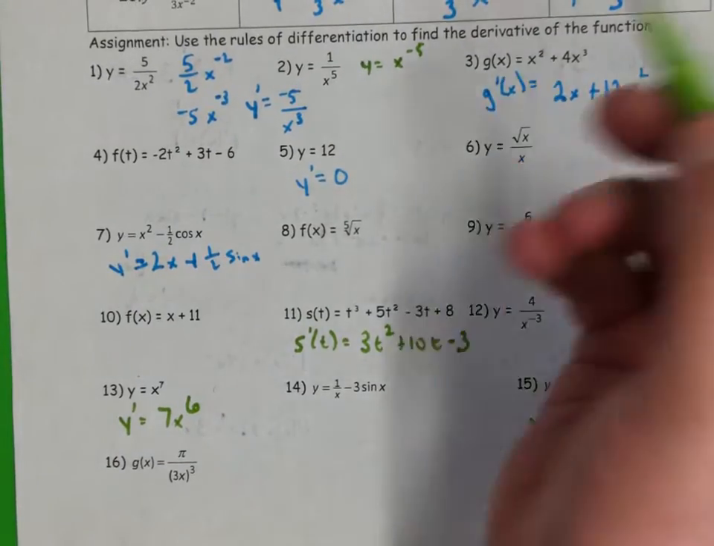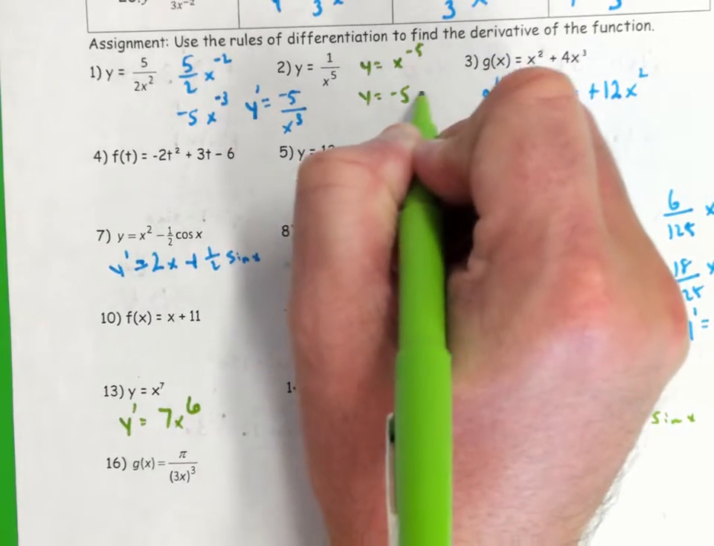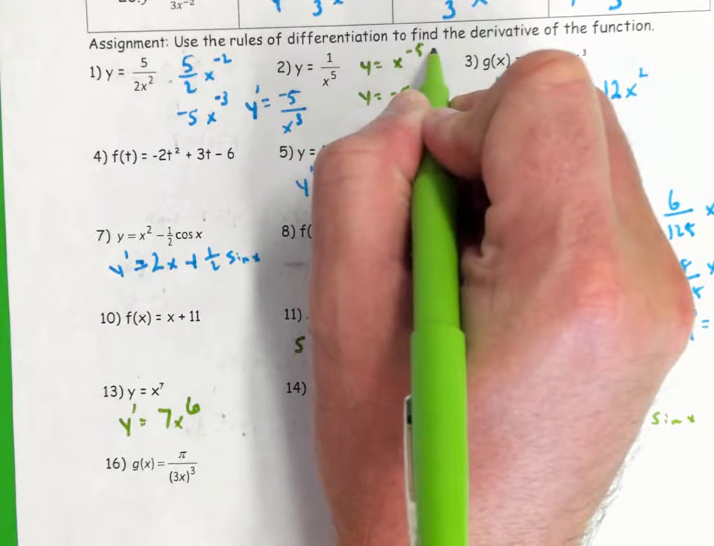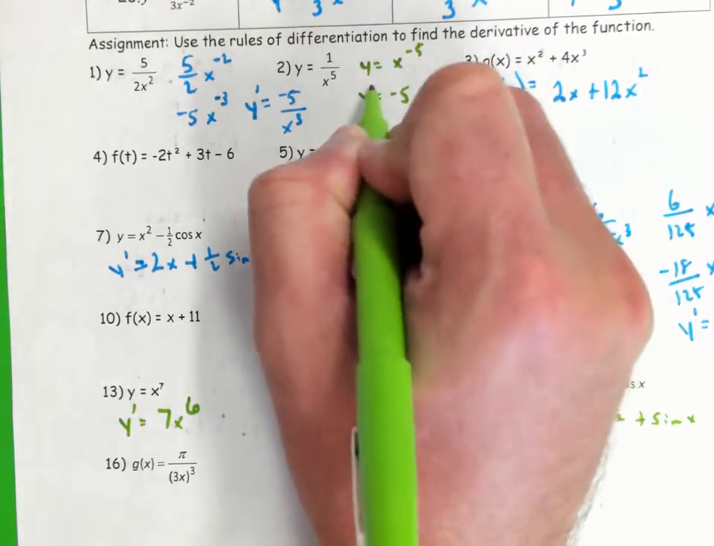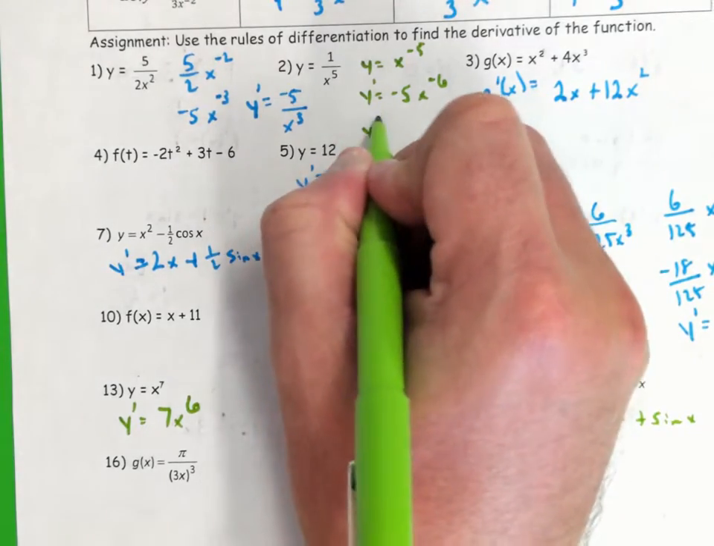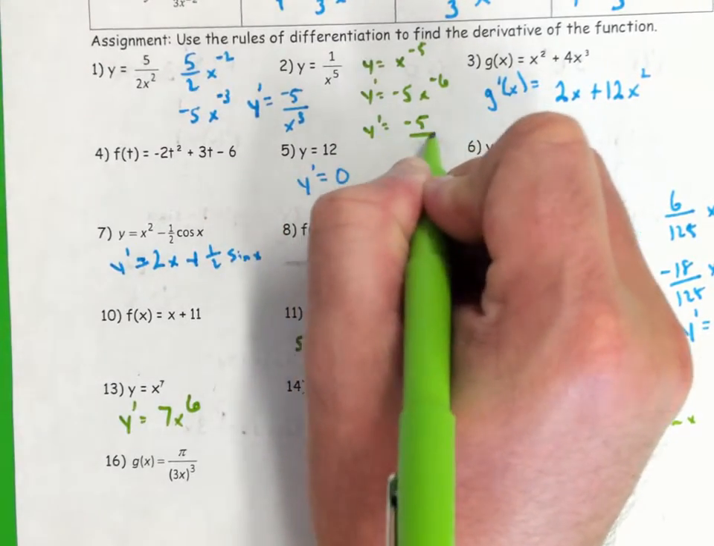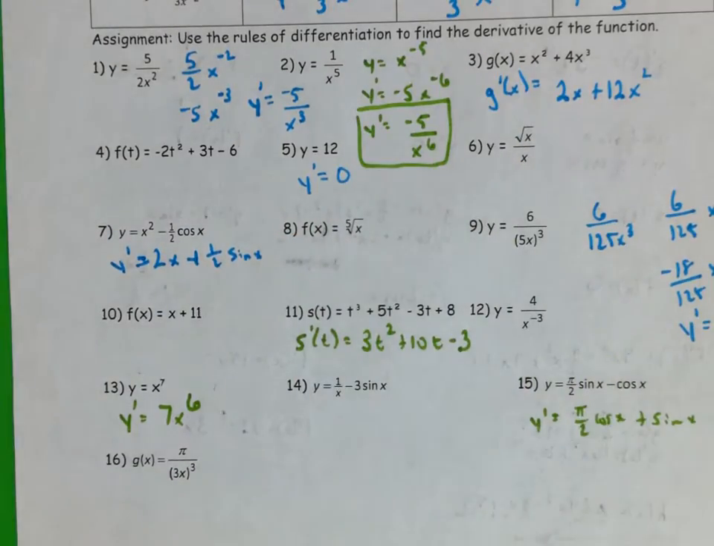All right, now, negative 5 times 1 is what? Negative 5. I subtract 1 off that. Would that be negative 4 or negative 6? Very good. That's y prime. I found the derivative. Now I want to write my final answer. Y prime equals negative 5 over what? Because I don't want to end up with a negative exponent in my final answer.